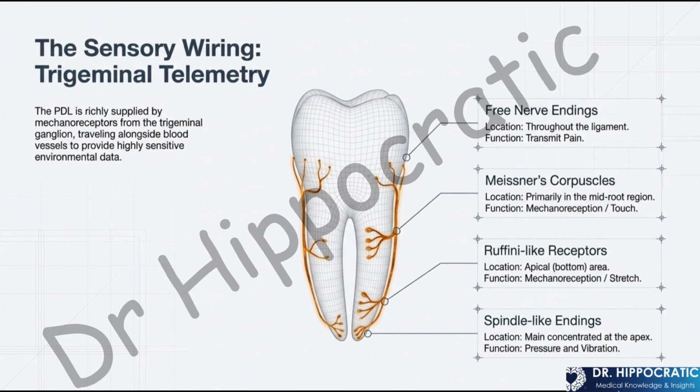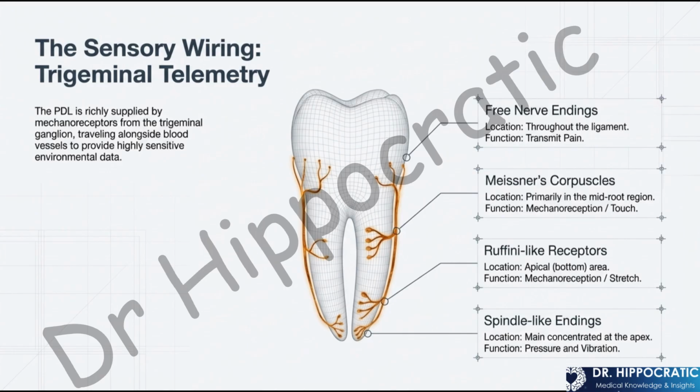And the diversity of sensors is incredible. Yeah. You have free nerve endings distributed throughout the ligament that transmit pure pain. In the midroot region, you have Meissner's corpuscles handling fine touch. Down at the apical area, Ruffini-like receptors are specifically calibrated to measure physical stretch. And finally, spindle-like endings at the apex detect deep pressure and high-frequency vibration. This rich sensory network is why your teeth are so incredibly perceptive. They are not inert rocks. Not at all. Which explains so much about our daily life.